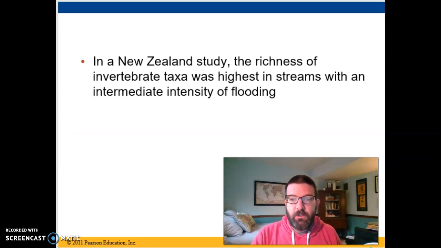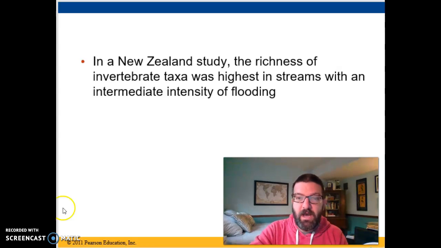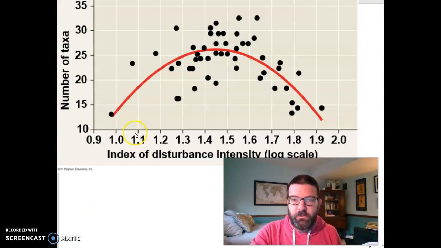And there was one example of a study looking at this question in New Zealand that looked at the richness of invertebrate taxa based on the intensity of flooding. And it was in streams that had an intermediate intensity of flooding where you found the highest biodiversity. So this x-axis here shows you the intensity of the disturbances, right, the floods in this case, and the number of taxa that you find, and it tends to be more in this intermediate disturbance.